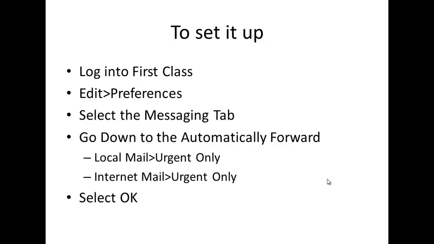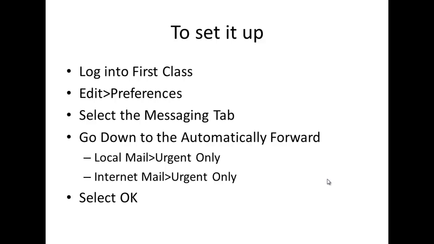I'm going to show you the step set on the PowerPoint, and then I'm going to actually walk you through the process by showing you the screen image on my first class. So first you're going to log into first class. You're going to edit your preferences. Then you are going to select the messaging tab. Then you're going to go down to the automatically forward section. You're going to forward local mail, and you're going to mark urgent only.